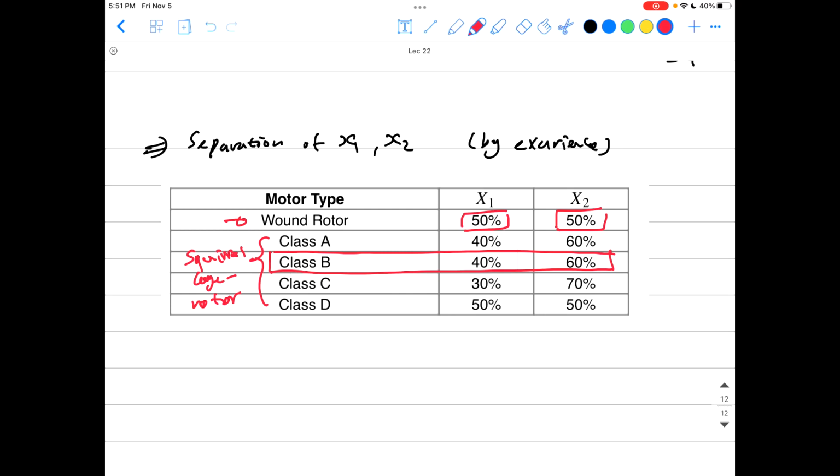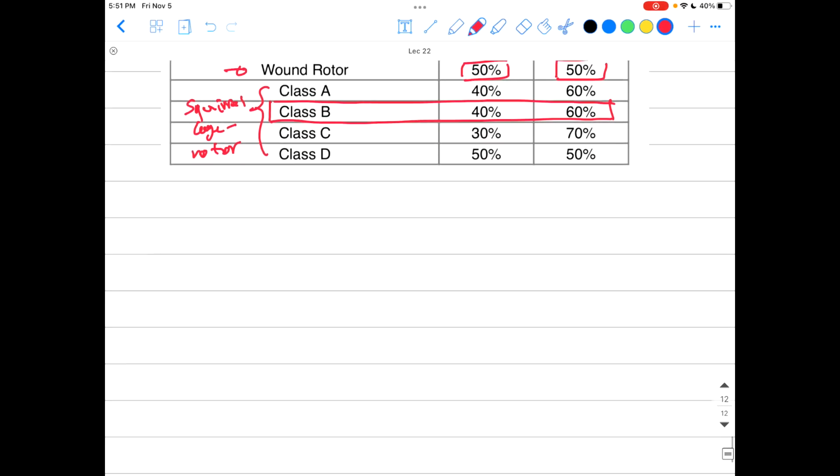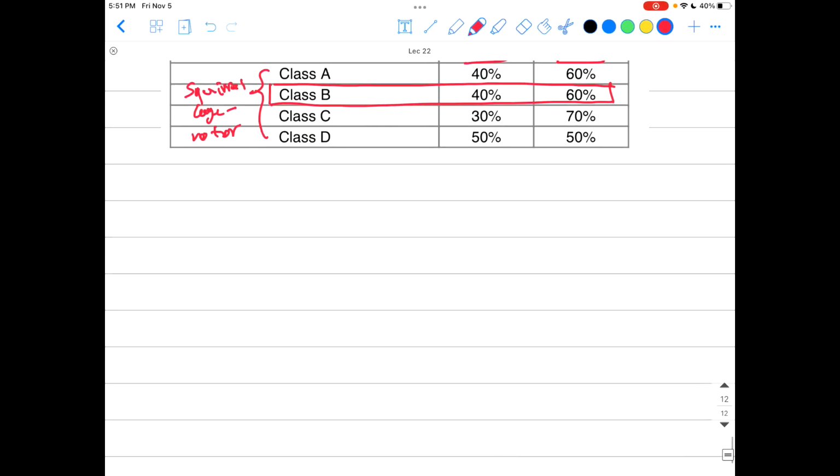So if it's a wound rotor machine, I don't need to give you anything. You know that's 50-50. If it is a squirrel cage machine, mostly you need which class it is. So you can just use this table to find X1 and X2. Okay, guys? And again, that came by experience. It does not have any mathematical derivations, just the experience of the manufacturers and designers of these machines.